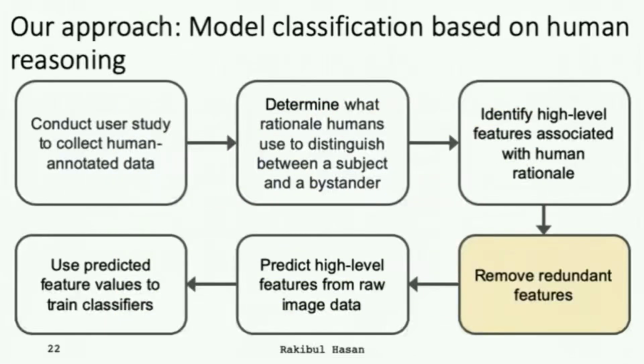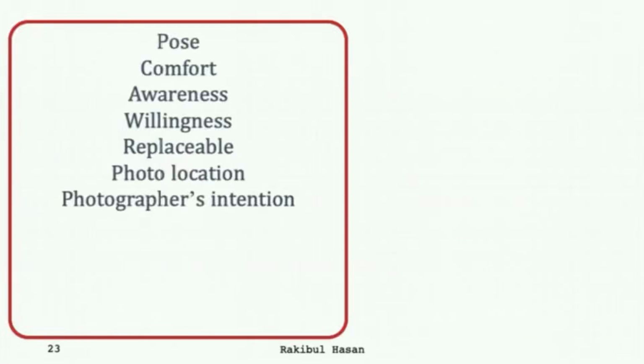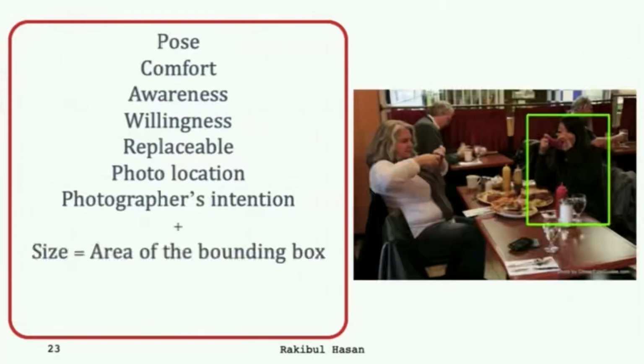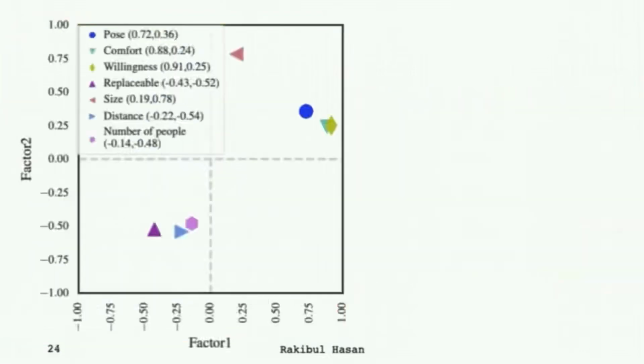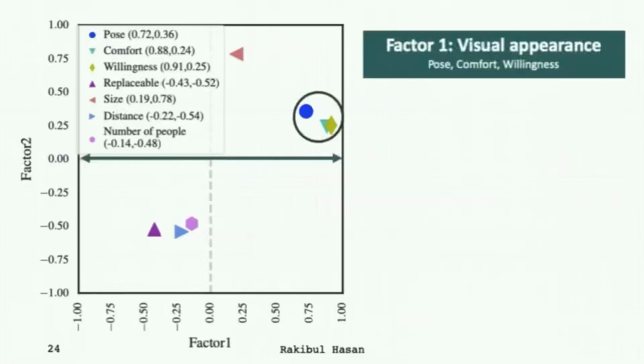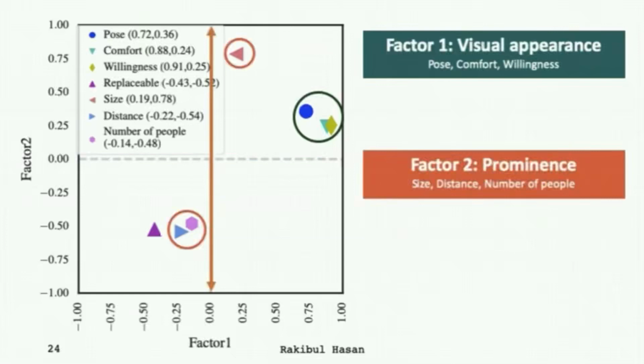In the next step, we study how these features are related among themselves to remove redundant features. To do that, we performed exploratory factor analysis, including all the high-level features plus some other features directly obtainable from a photo, such as size of the person, distance from the photo center, and total number of people in the photo. We extracted two factors. In the plot, you can see how each feature correlates with these two factors. These three features, pose, comfort, and willingness, are correlated more with factor 1 than factor 2, and we refer the underlying concept represented by this factor as the visual appearance of a person. Similarly, these three features come from the second underlying factor that indicate how prominent a person is in the image.